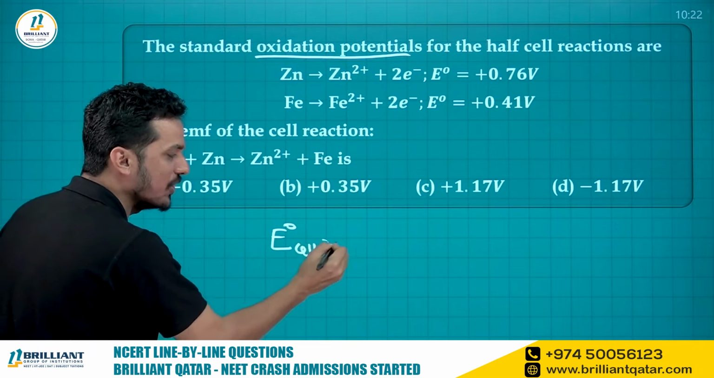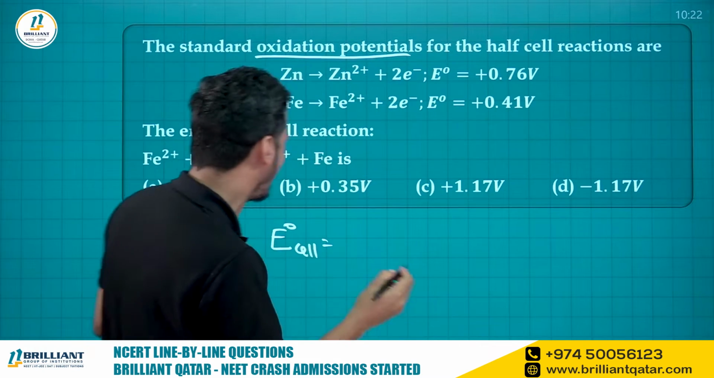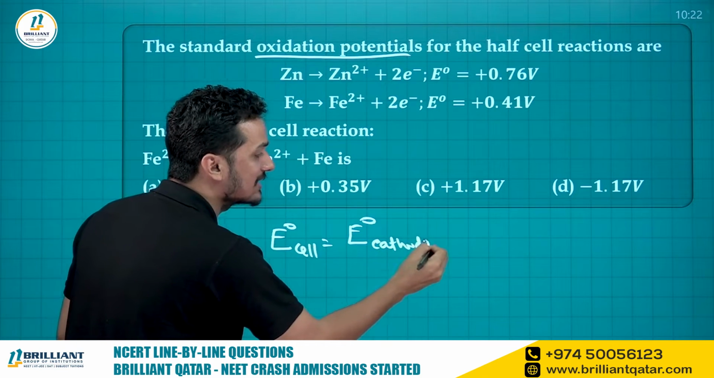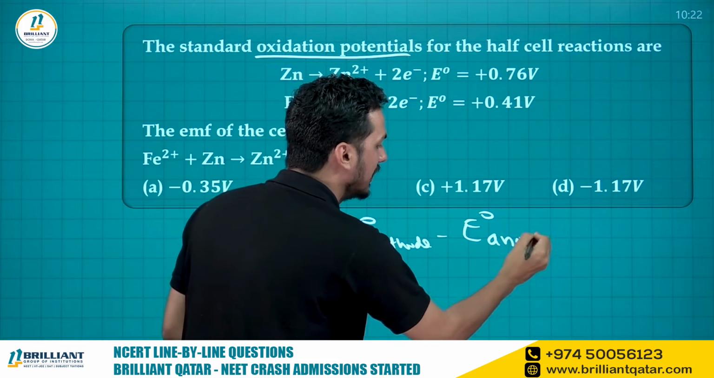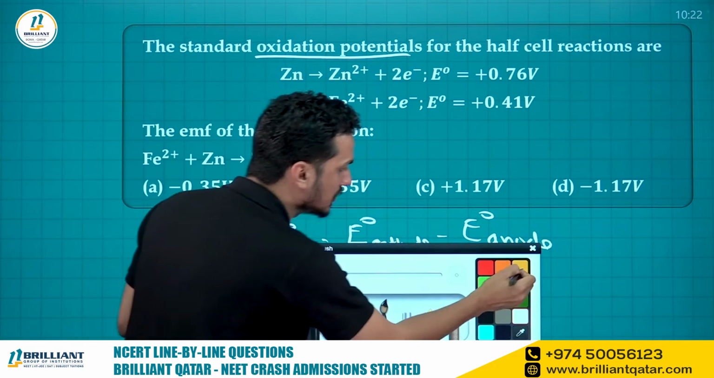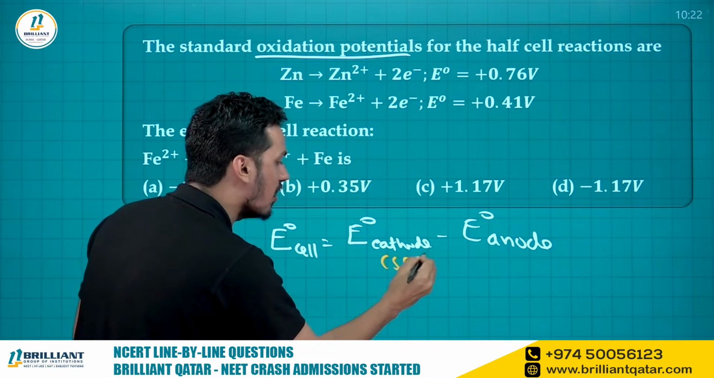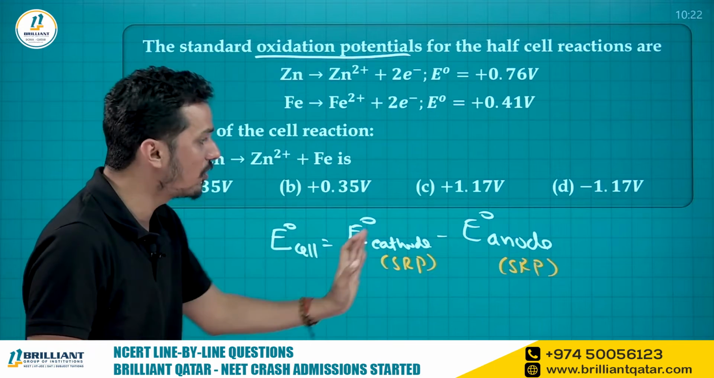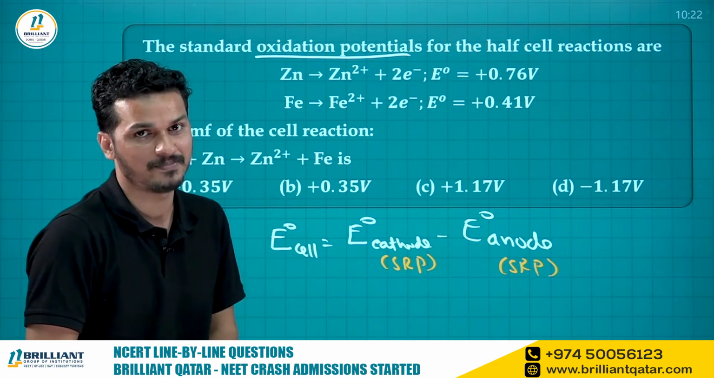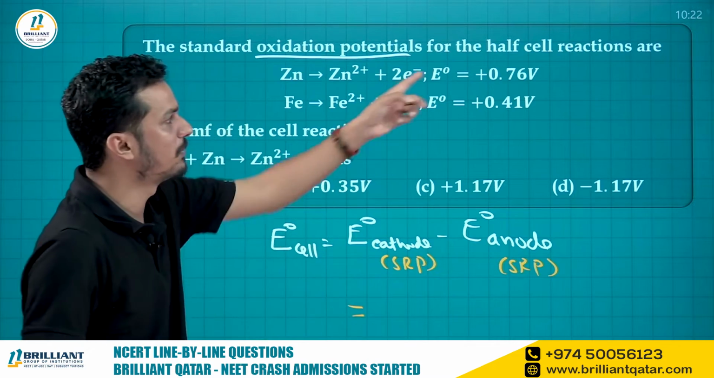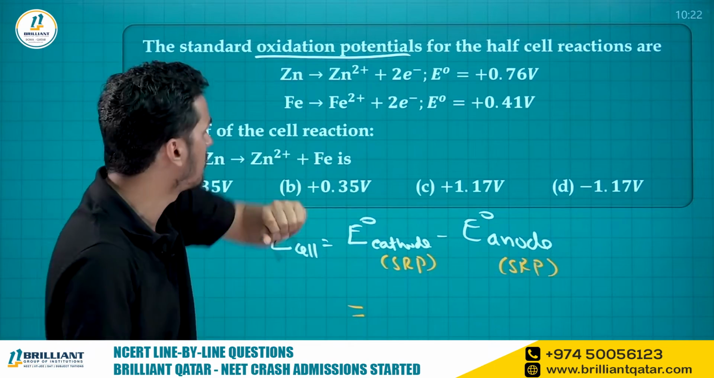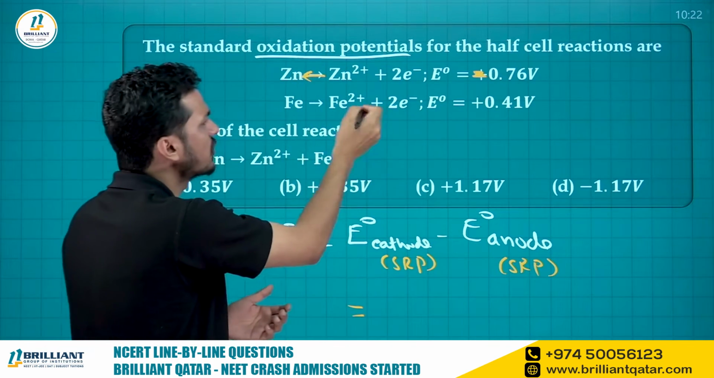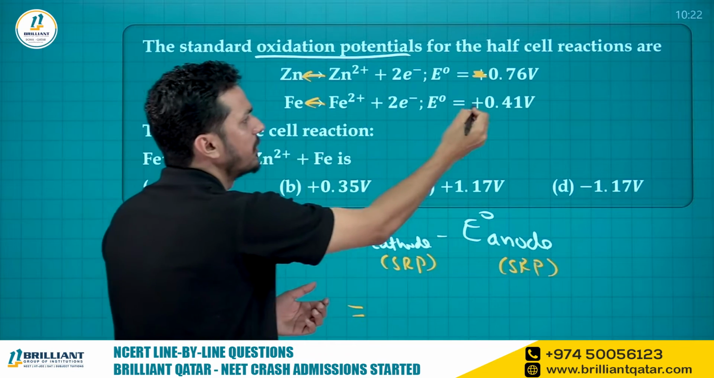E0 cell equals E0 cathode minus E0 anode. Here you must remember that we have to take the SRP of cathode minus SRP of anode. Reduction potential only we are taking, not oxidation potential. So we have to make it reduction potential. How can we make it reduction potential? We have to reverse the reaction. That time the sign will become minus. And here also I have to reverse this one, so this will become minus.